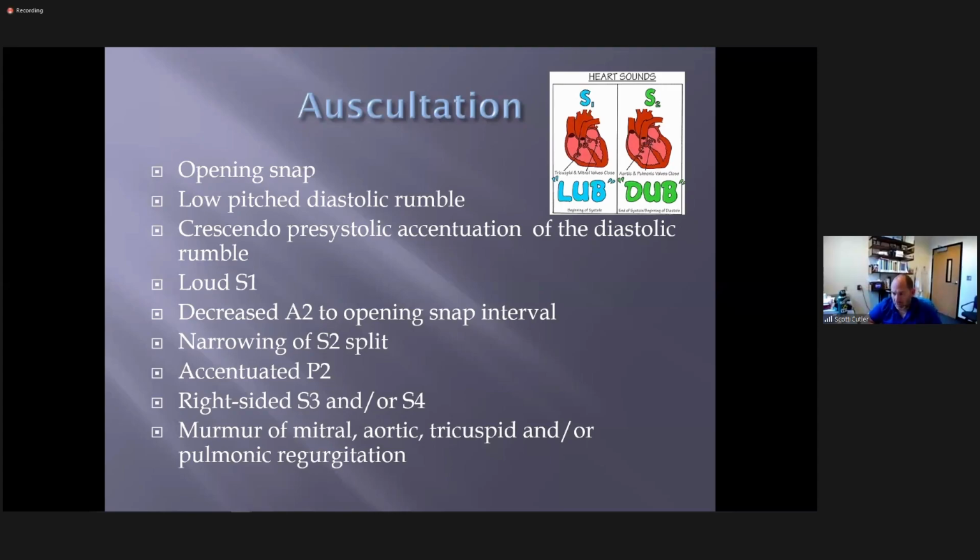I'll let you go through the various other heart sounds, but you have the narrowing of the S2 split, the accentuation of the P2, etc. Now you might also have a murmur of mitral, aortic, tricuspid, and/or pulmonary regurgitation as well. So the point is, if I've got mitral stenosis, what do you think is possibly happening to the other valves? They're the same type of structure, so they're likely affected by the same types of things. When one valve looks really nasty, pay attention to your other valves, because more than likely they also have something going on.